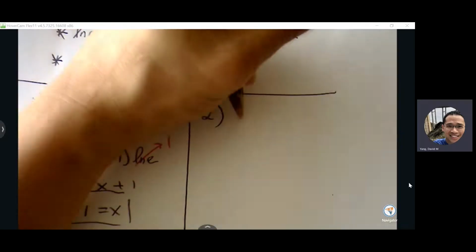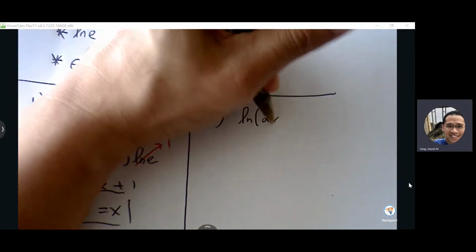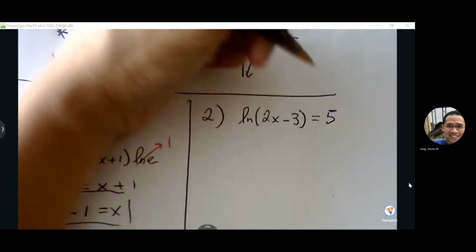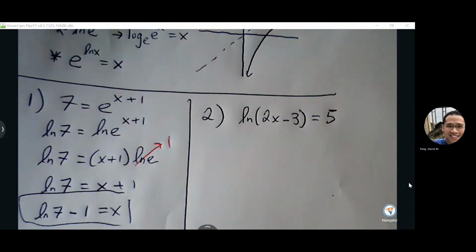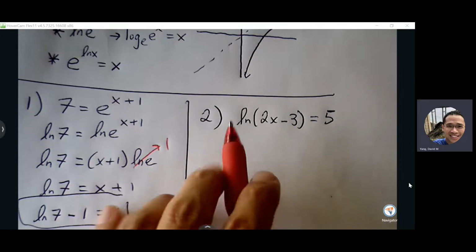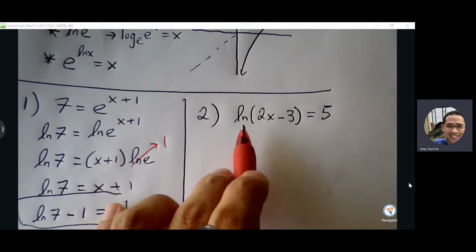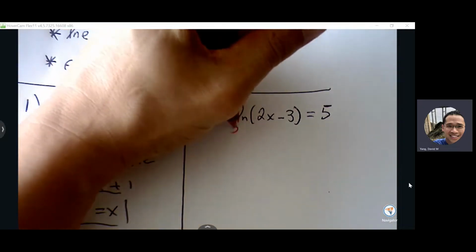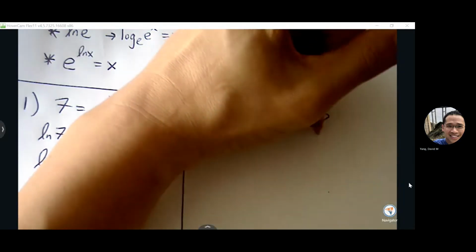Okay, number 2, natural log of 2x minus 3 is equal to 5. Okay, so I want to solve for x, but you see how x is stuck inside the natural log expression? So what I'm going to do is find a way to get that natural log to disappear. The way we can do that is we can basically raise both sides with e as the base.